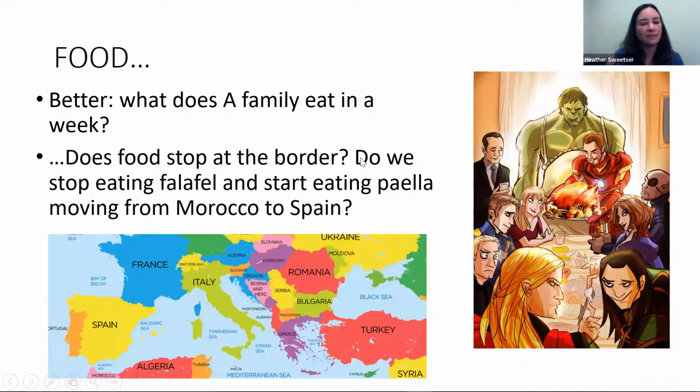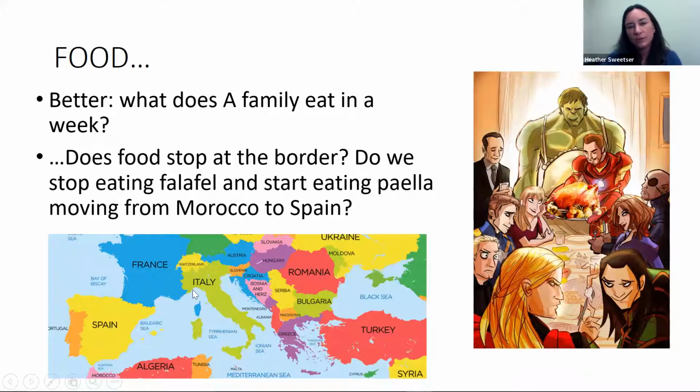And then another question is, does food stop at the border? Do we stop eating falafel in Morocco, which is right down here, and then start eating paella when we move from Morocco to Spain? I mean, of course not. So I've got an image here of Europe, because so much of what we do is based in this European model where you have one nation equals one culture equals one language. And this idea that you speak French in France and Spanish in Spain and Romanian in Romania.